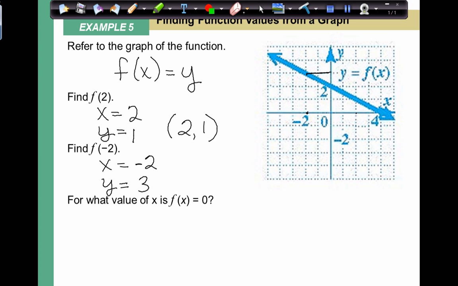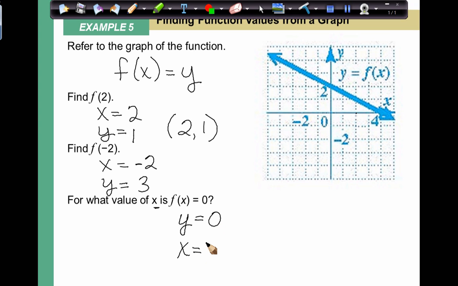Alright, great. So now let's do the very last one. This says for what x value is f of x 0. So look at, we have f of x equals y, so this is saying f of x is 0. That must mean that y is 0. The output is 0. We want to know, if we need an output of 0, what input should we plug in to get that 0?